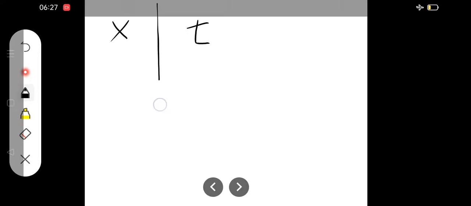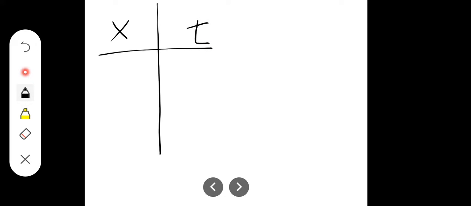First of all, I'll explain drawing a graph. Suppose two physical quantities are given, we have to draw a graph for them. For the time being, let us consider the position time graph only. I will represent position as x and time as t. Suppose the values are given.